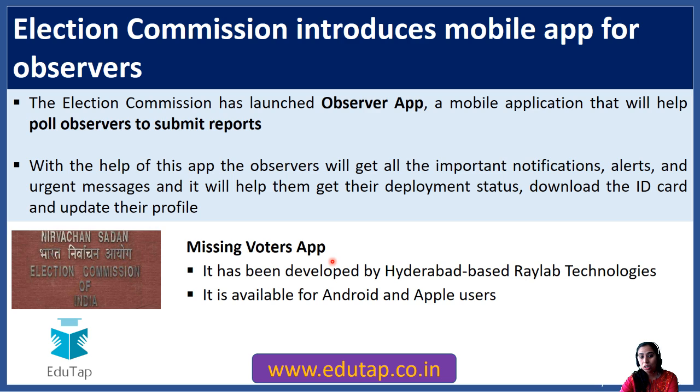So a missing voters app has also been launched, but this is not launched by Election Commission. Rather, it was developed by a Hyderabad based technology company called RayLab Technology. So they have come up with this app for the missing voters. That means if your name is not there in the voter list, then this app will help you with coordinating and the process to be followed for the same. So keep in mind the missing voters app and this poll observers app also.